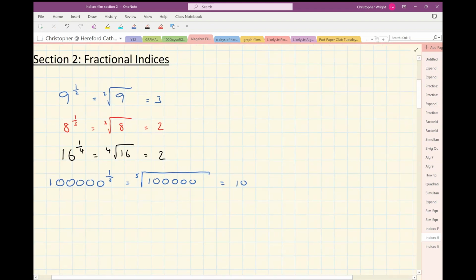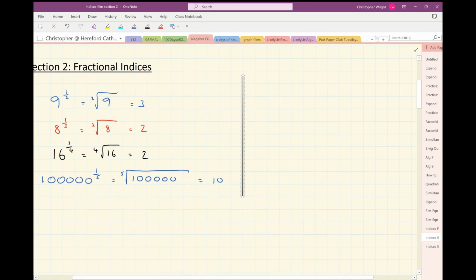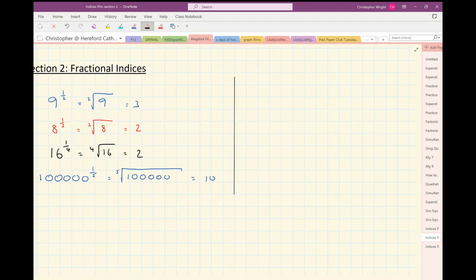Right, one more thing that you need to be aware of, and that is as follows. If 9 to the power of a half is 3, what about 9 to the power of 3 halves? Similarly, if 8 to the power of a third is 2, what about 8 to the power of 2/3? Or, if 16 to the power of a quarter is 2, what about 16 to the power of 3/4?